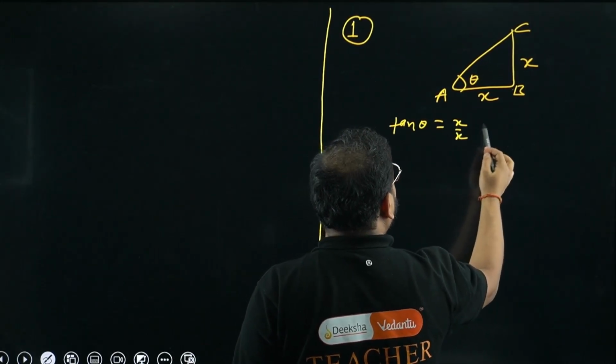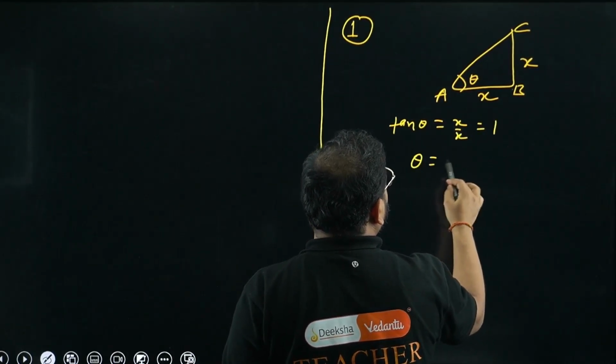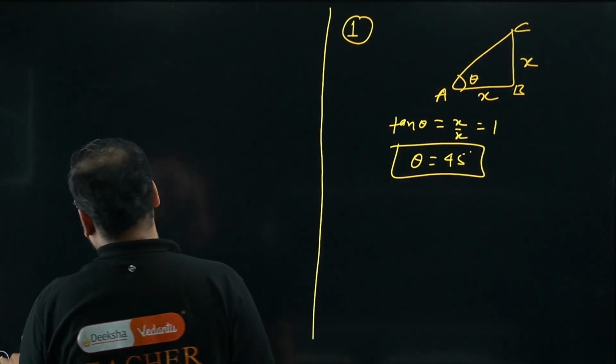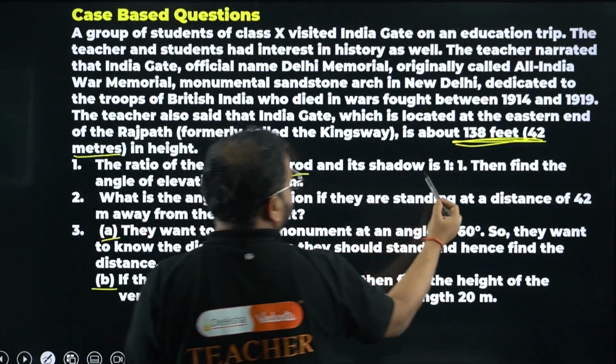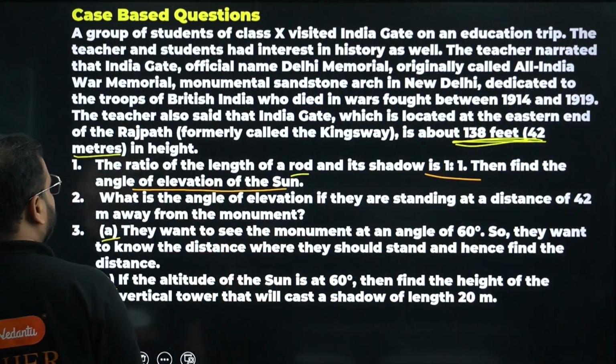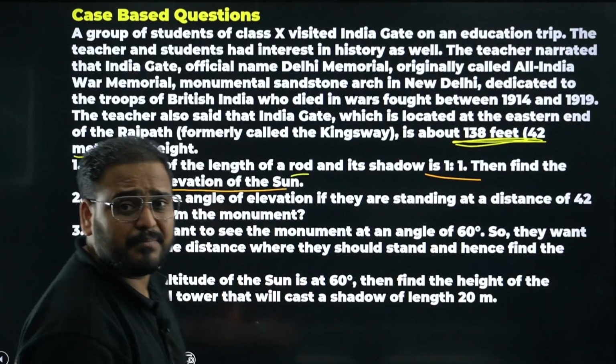x by x, how much is that, sir? 1. Theta has to be what degree? 45 degrees. This is called the angle of elevation when the ratio is 1:1. Angle of elevation of the sun. Okay, first part is done. First part is simple, right?